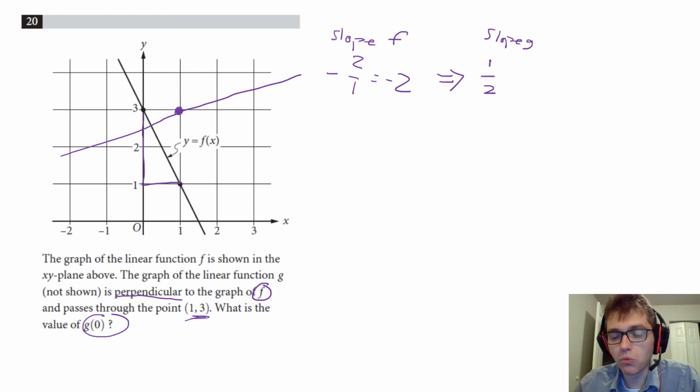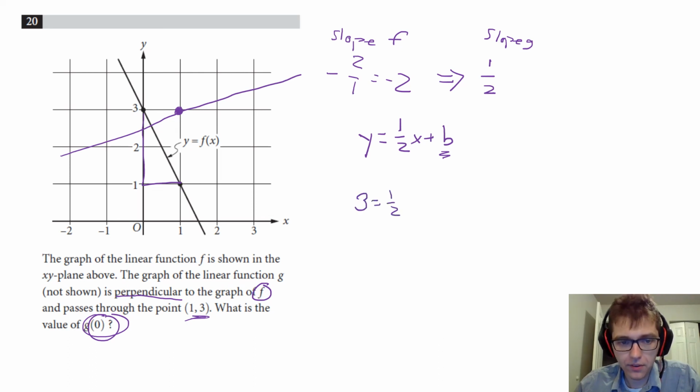Now that you have that, you can write it out in y equals mx plus b form. So y is equal to, you now know m is 1/2, x plus b. What you're really after is g of 0, which is b, the intercept. So how do you find that? You have one point that you can plug in for y and x. So plug in 3 is equal to 1/2 times 1 plus b. That means that 3 is equal to 1/2 plus b.